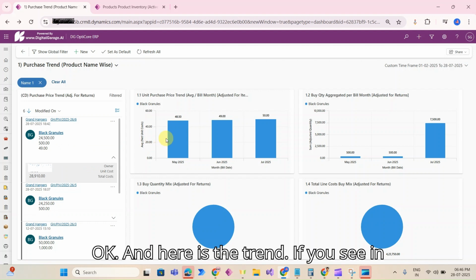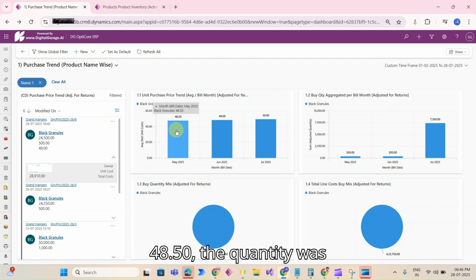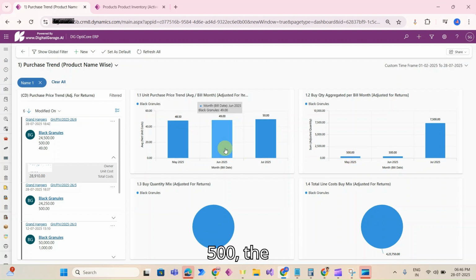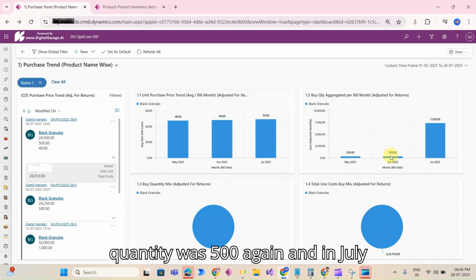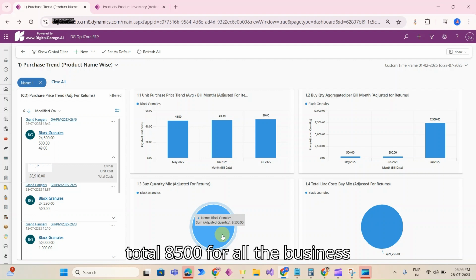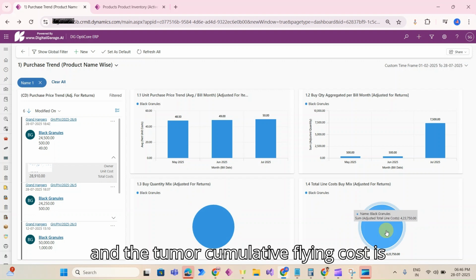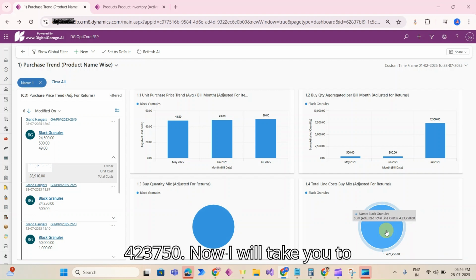Okay. And here is the trend. If you see, in May it was bought at a price of 48, 50, the quantity was 500, and 49, the quantity was 500 again, and in July 7500 at the rate of 50. So put together, total 8500 for all the business units. The quantity was procured, and the cumulative line cost is 423,750.